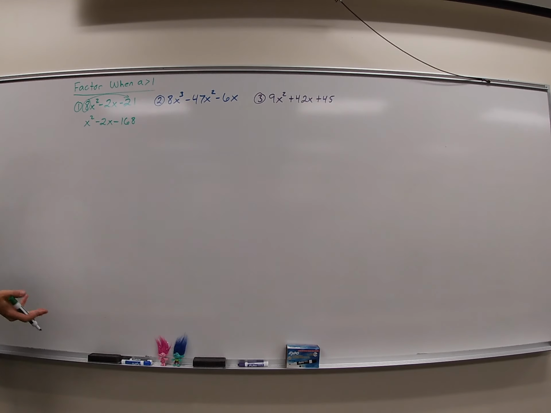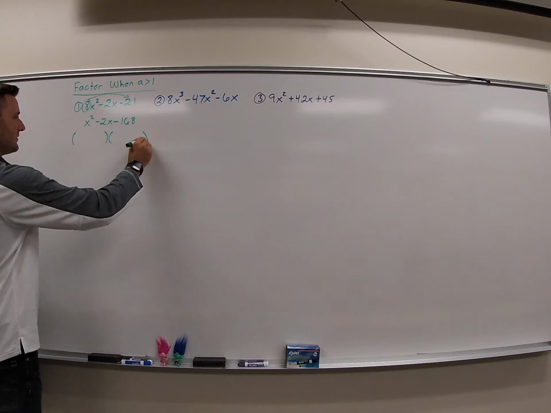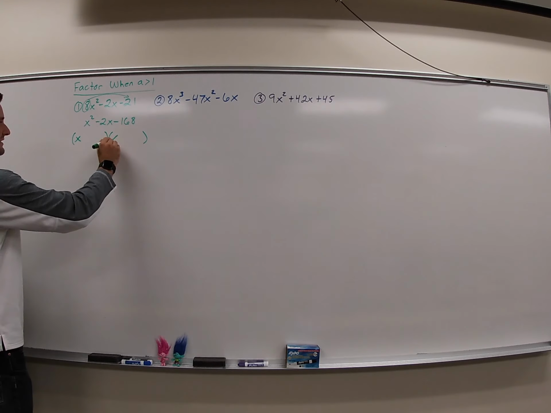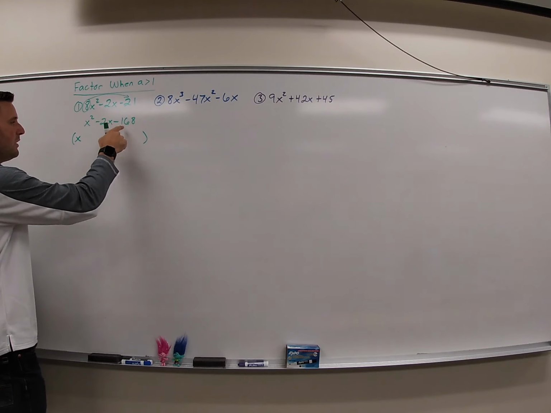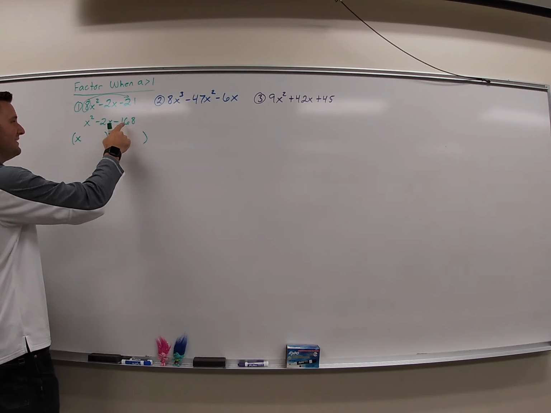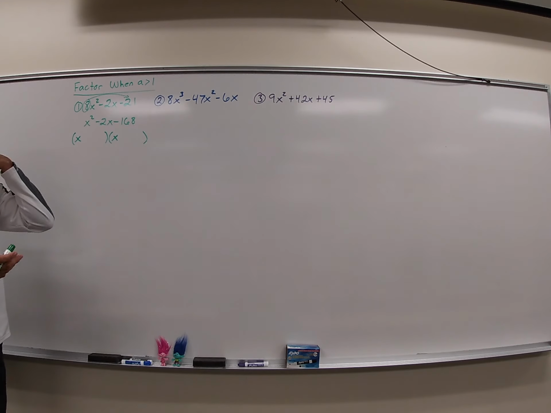Now, the hard part is factoring like normal. So from here, you're going to factor like normal. You have your two sets of parentheses. You know that x times x gets you x squared. Now, you need two numbers that multiply to a negative 168 that at the same time are going to add to a negative 2.